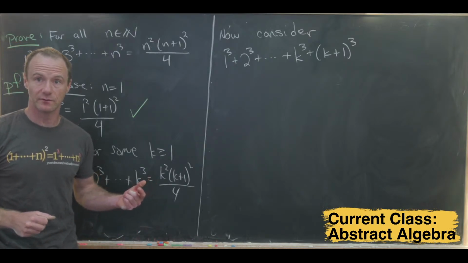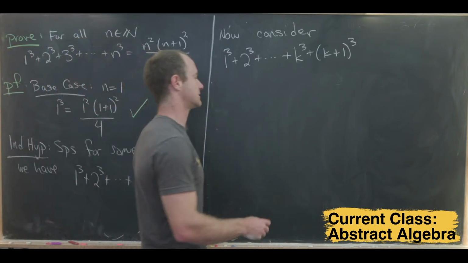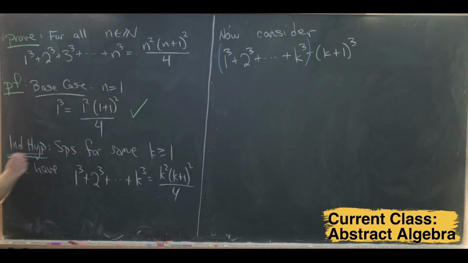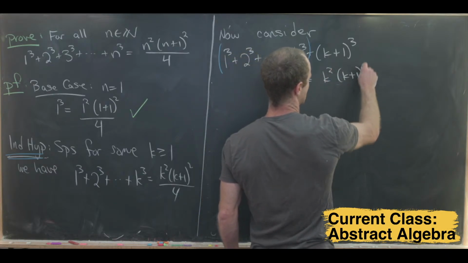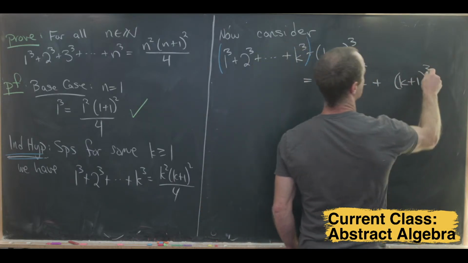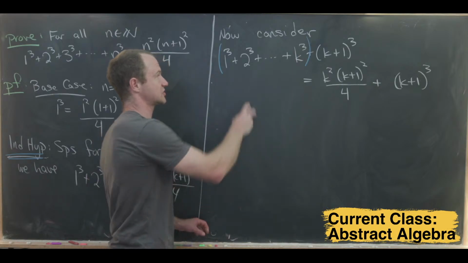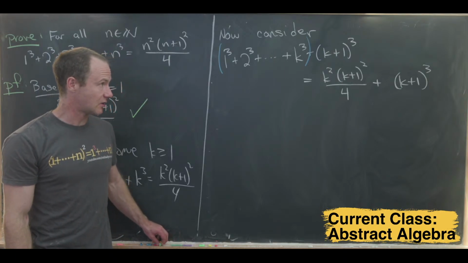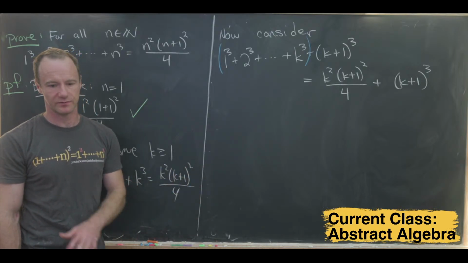But what tools do we have? We have the induction hypothesis and perhaps the base case, and then just plain old arithmetic, really symbolic manipulation. So we could take these first k terms and apply the induction hypothesis. That leaves us with k squared times k plus 1 squared over 4 plus k plus 1 cubed. What I did is I took the induction hypothesis and applied it to these first k cases. So what should we do now? A mistake would be to multiply everything out and then try to factor it. That would be super gnarly.